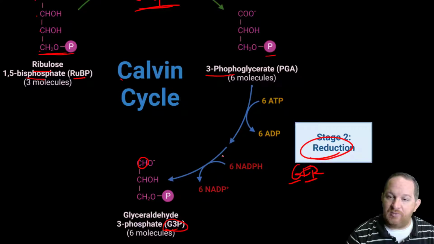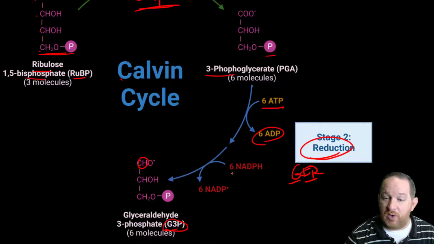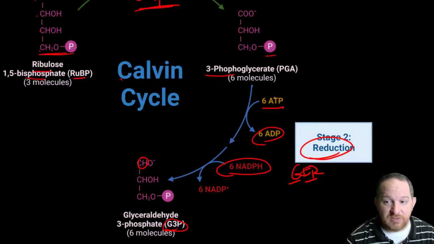How did we do that? Well, we actually had to use some ATP. That goes down to ADP. And we had to use some NADPH. So we used quite a bit of energy, ATP and NADPH, to get these molecules made, G3P. So we've used some of this energy from the light reactions now.